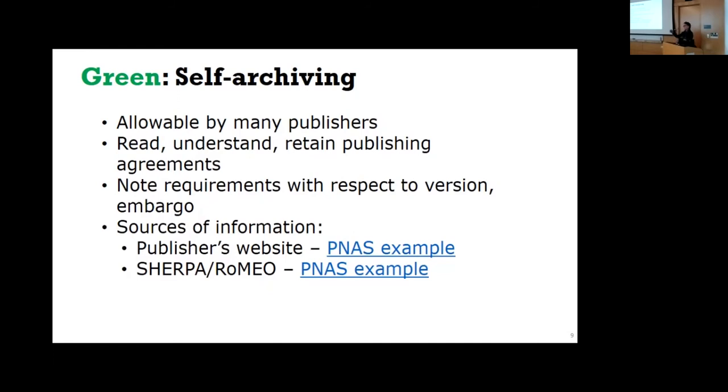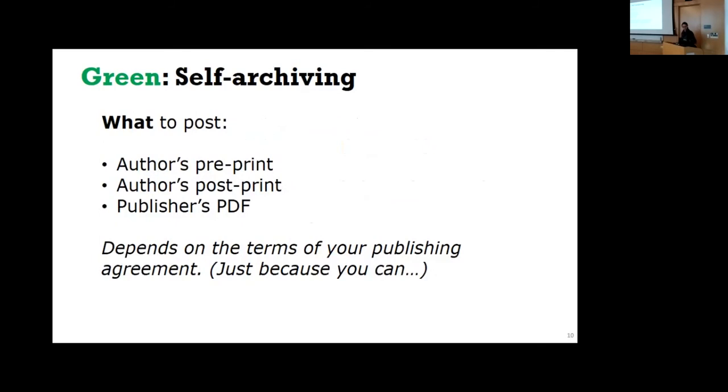The nice thing about Sherpa Romeo is it presents this information in a consistent format. You look at it once or twice, and you can spot very quickly what it is you're allowed to do. The publisher's website, of course, is maybe more up to date because it's maintained by the publisher, but it can be harder to find the information that you're after. So there are basically a couple of questions to how do I go about self-archiving. They are, what do I post and where can I post it?